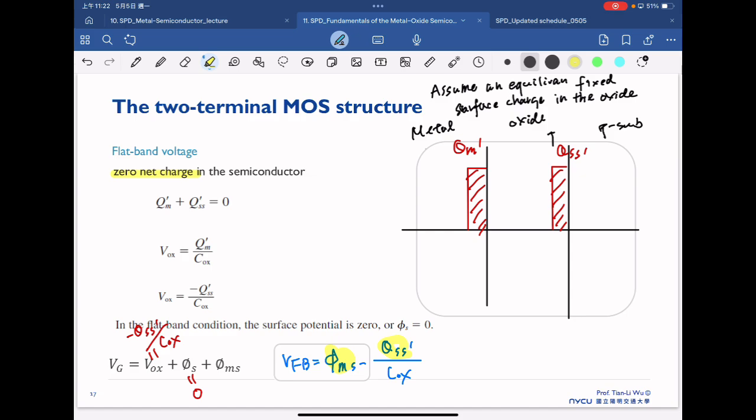Because if we don't have this, then we definitely will have a certain charge in the P substrate. Once we have a certain charge in the P substrate, that will cause band bending. So we don't want to have band bending. So some kind of charge here must be balanced with each other. That's why we assume there's a Q_SS plane. So in the end, the formula for the flat band voltage is related to our metal-semiconductor work function difference and also this surface charge. So that's the conclusion here.